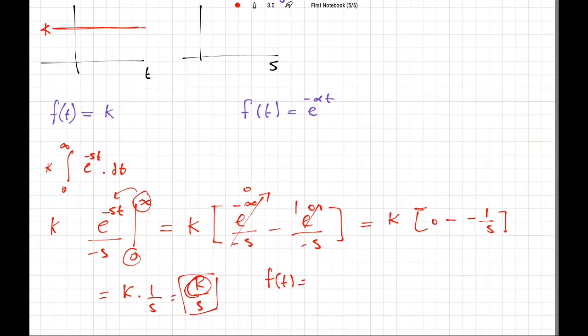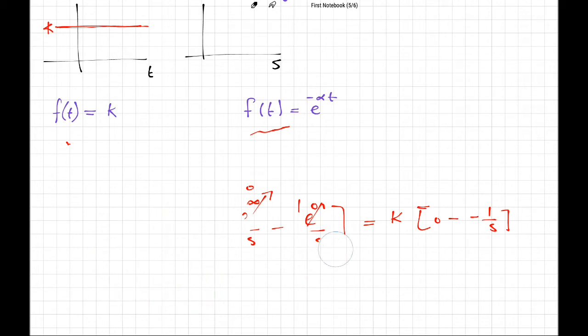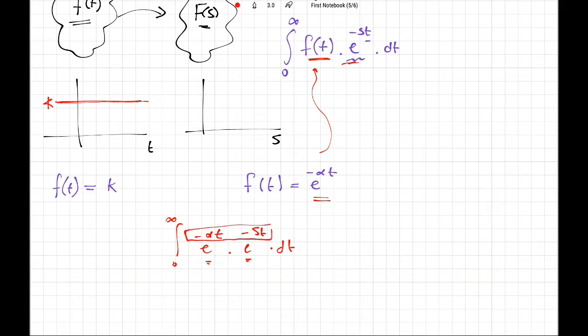Now what about this function? The same thing will be applied. Plug in the function here and multiply it by that factor, e to the minus st. This is our function times e to the minus st. Now we have the same base, so what we will do is add the exponents, and this is e to the minus t times alpha plus s, dt.